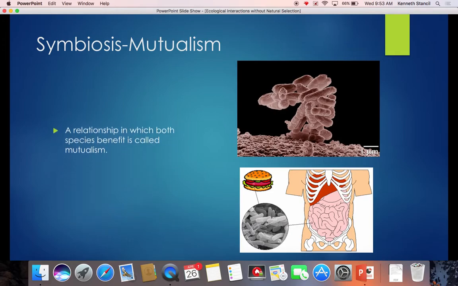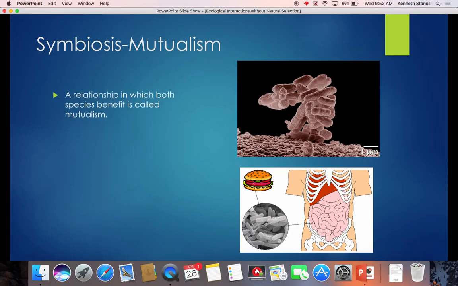Mutualism, a relationship in which both species benefit, is called mutualism. The old, you scratch my back, I'll scratch yours. We talked about bacteria living in our intestines. We have E. coli in our intestines, remember? Normally when we hear of E. coli, we think about E. coli poisoning and it's bad for us, right? However, E. coli in our intestines, we provide it a habitat, and it in turn helps break down our food.